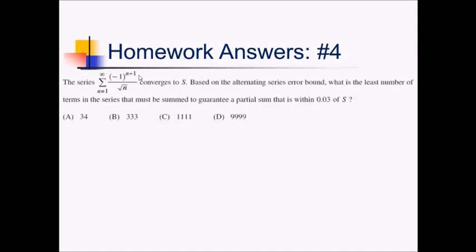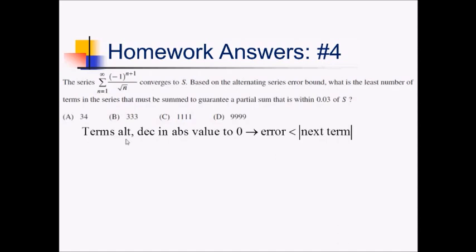So we have alternating because of the -1 to the variable, and because the only thing really growing here is the denominator, we can also say that these terms decrease in absolute value to 0, in addition to alternating. So therefore, based on the alternating series error bound, that means our error is going to be less than the absolute value of the next term. Well, let's write an expression for the next term.